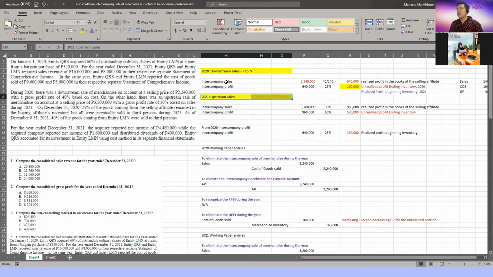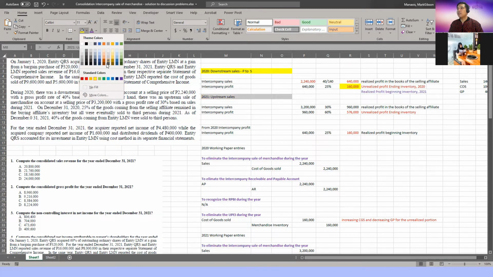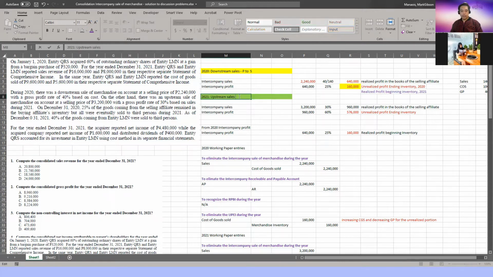Puntahan natin yung upstream sales. So sabi natin again, pag upstream sale is the sale from the subsidiary to the parent. So magkano naman yon? Basahin natin ha. On the other hand, there was an upstream sale of merchandise on account at selling price of 3,200,000. So ayan. Kung napansin nyo rin class, naka-template din yung kung paano ako mag-solve. Again, this is just my way of solving problems like this. You can adapt this or you can have your own calculations naman. So ang maganda lang kasi sa ganito is mas madali ko siya nakikita.